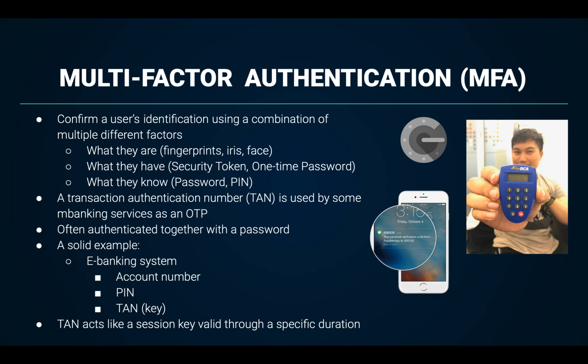If one factor is compromised or broken, the attacker still has at least one more barrier to breach before successfully breaking into the target. MFA attempts to use different categories of credentials: what the user knows, what the user has, and what the user is. Transaction authentication number is used as a form of OTP together with a password.